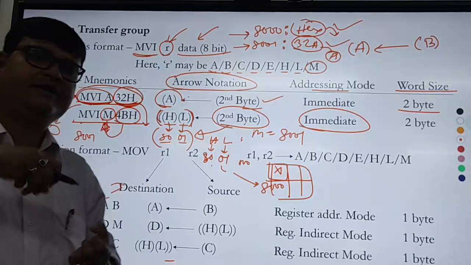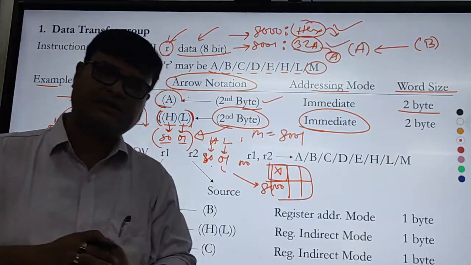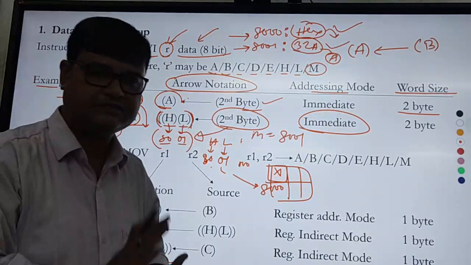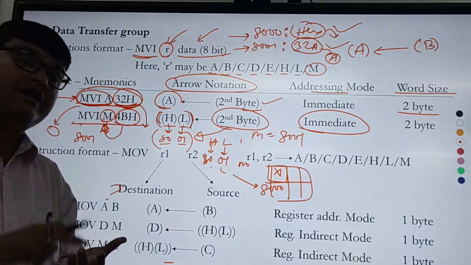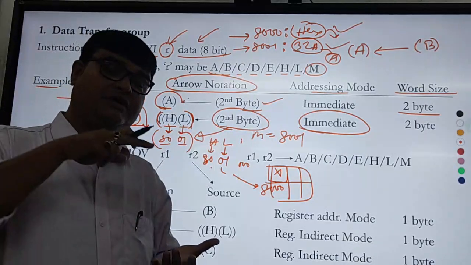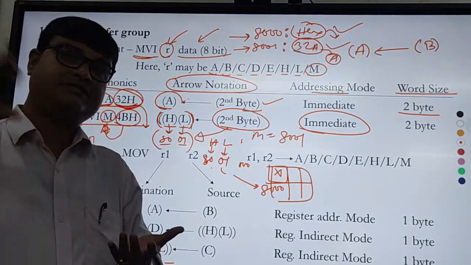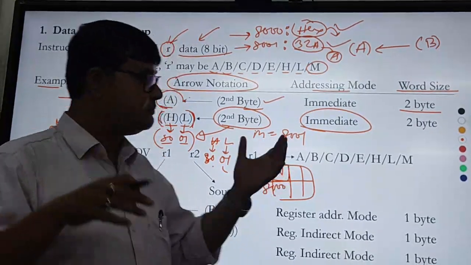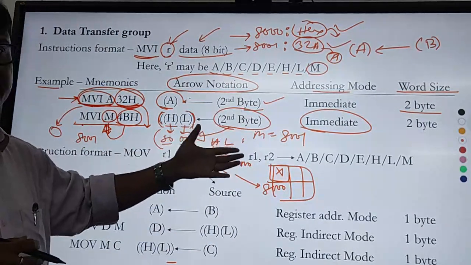So we can find the data from the registers, and the register can be written directly in this particular instruction. We can find the data from the memory locations, but the memory location can be pointed by some external pointer like M, and we can find out the data through the M. So depending upon that case, we can define the addressing mode.